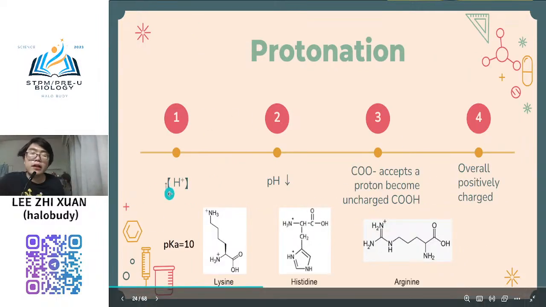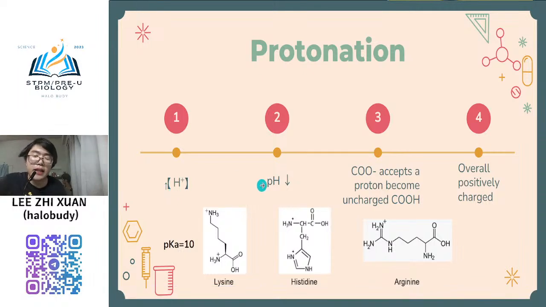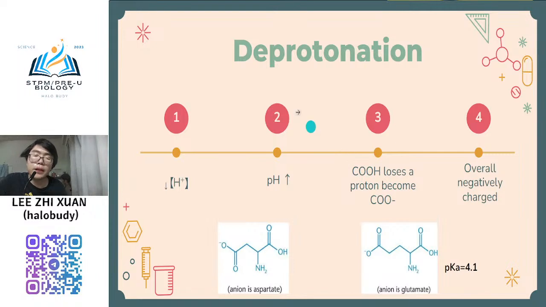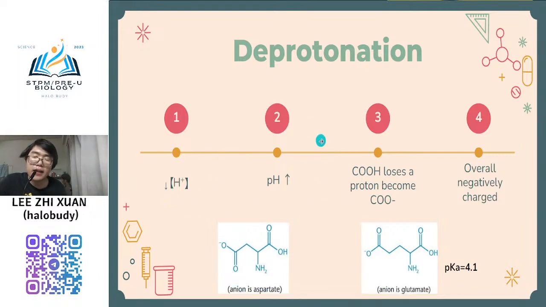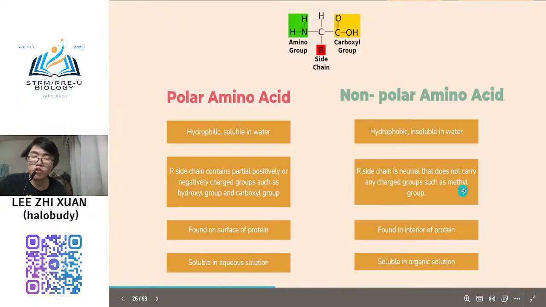So normally when your hydrogen ion concentration is very high, meaning your pH has dropped, your carboxyl group will accept the proton to become uncharged COOH. So your overall charge will be positive. Compared to deprotonation, where your hydrogen ion is very low and pH is high, your carboxyl group will lose the proton to become COO negative, so your overall charge will become negative.